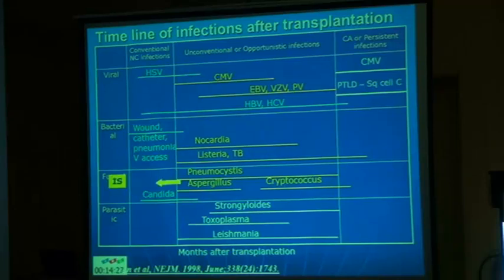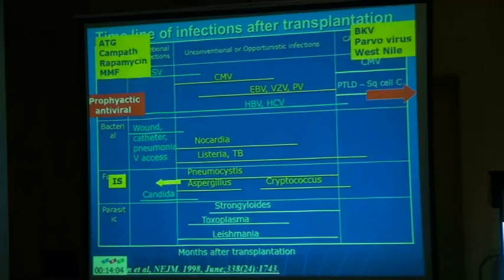So what's happening now is that with more and more patients coming already immunosuppressed to transplantation, like those patients with glomerulonephritis and HIV patients, you start to get opportunistic infections early on. Also, with the use of prophylactic antivirals, you can have a shift to the right of the occurrence of viral infections, so you can get cytomegalovirus occurring after 6 months. And with the use of potent immunosuppressive drugs, you start to get other viruses like the BK virus, the parvovirus and the West Nile virus.